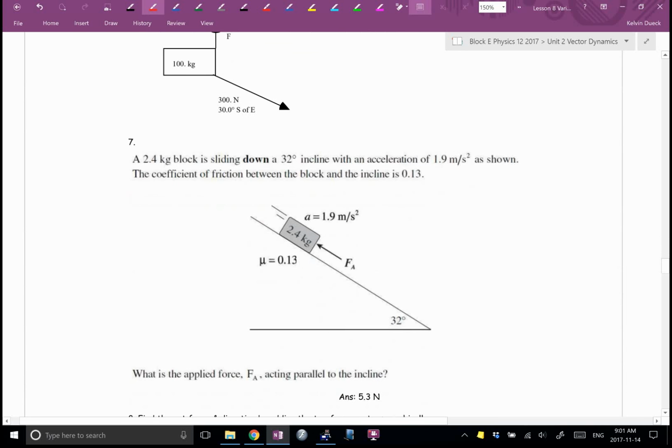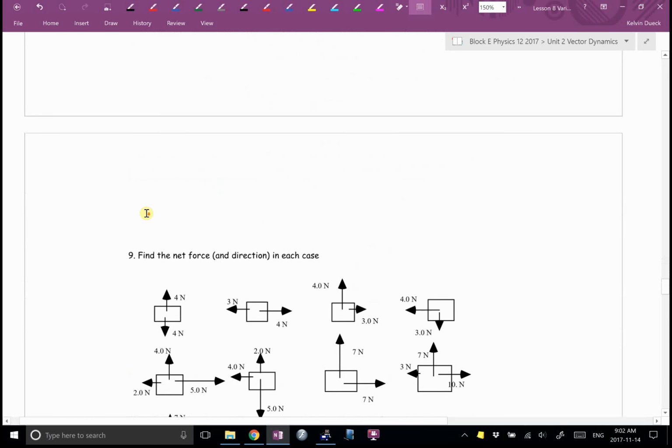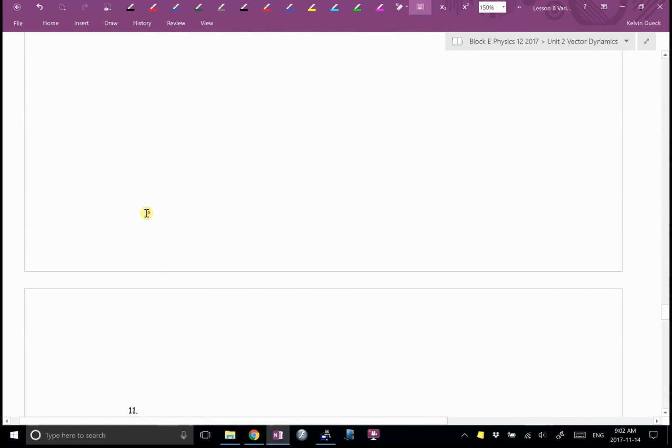Instead, I'll give you 7. 7 is a good example of going completely backwards. We did stuff like number 7 last lesson, where I gave you a force pushing up the ramp, like tension or something like that. Here, I'm giving you the acceleration and asking you to work your way all the way backwards and figure out what the force up the ramp would have to be. So reverse engineering from last day. We'll skip 8, 9, and 10.